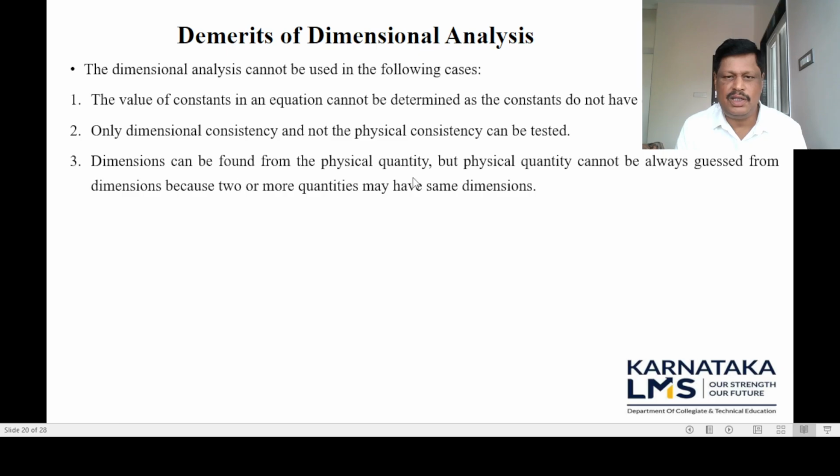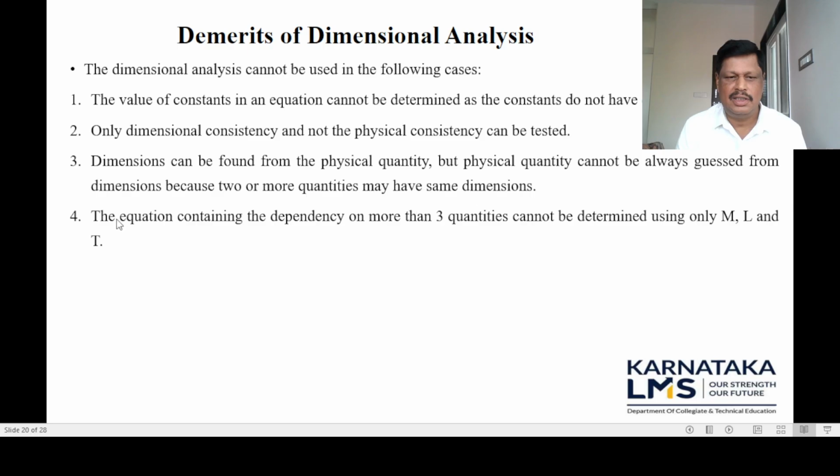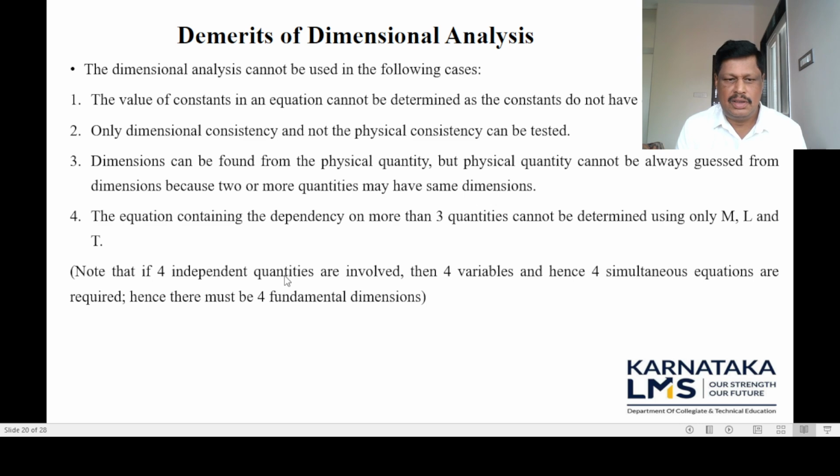Dimensions can be formed from a physical quantity, but a physical quantity cannot always be guessed from dimensions, because two or more quantities may have the same dimensions. For example, energy and work, stress and force, etc. An equation containing dependency on more than 3 quantities cannot be determined using only M, L and T. If the dimensional equation has more physical quantities than length, mass and time, we cannot derive that equation.